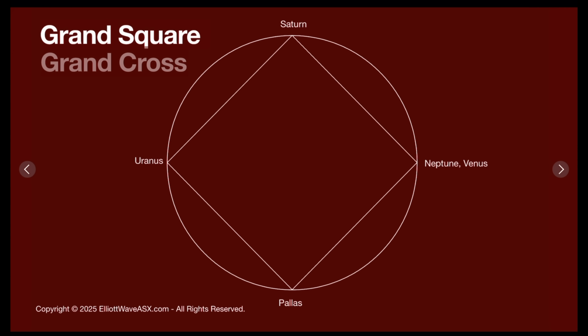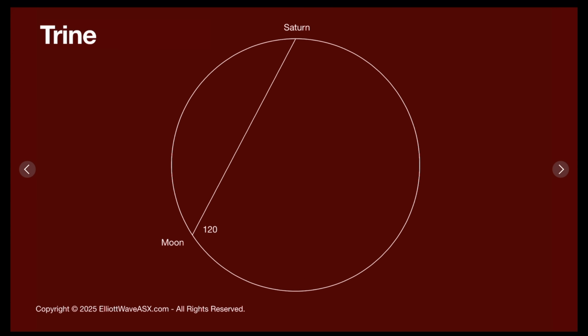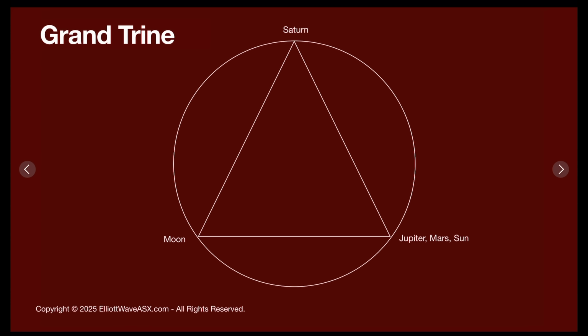And when we have 2 T-squares, it's called a grand square or a grand cross. Now in Gann's work, you normally join the planets like this, so you see a square. If you draw the lines directly across the circle, obviously they will cross in the center, hence the term grand cross. Now this is a trine where two planets are at 120 degrees. When you have three or more planets at 120, you get a grand trine, and you can see here Jupiter, Mars and Sun are conjunct.